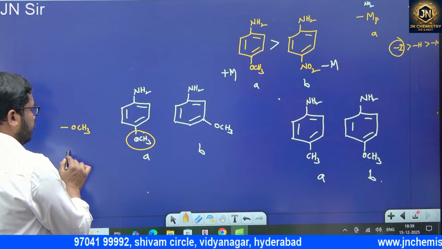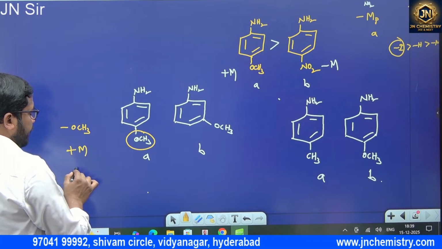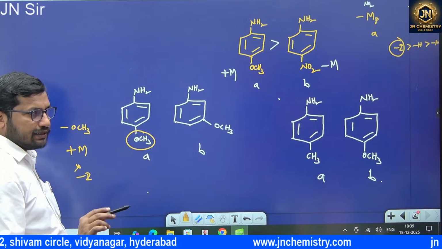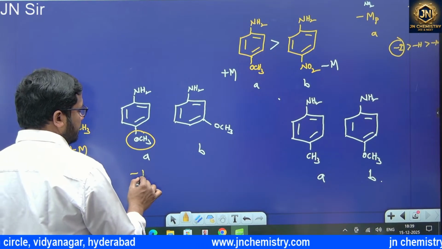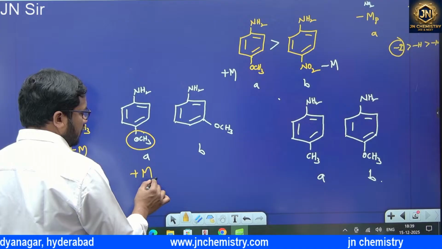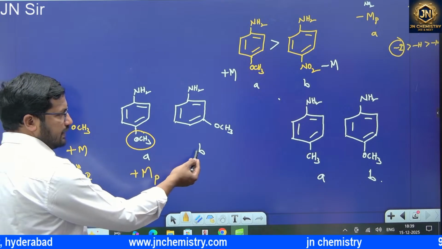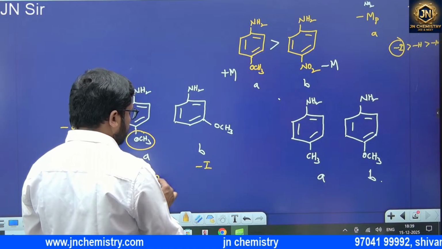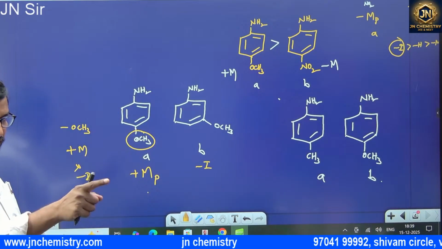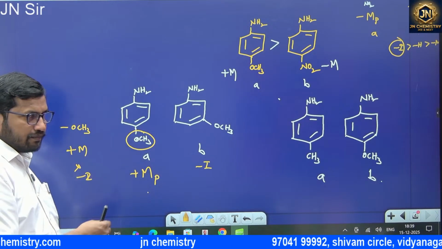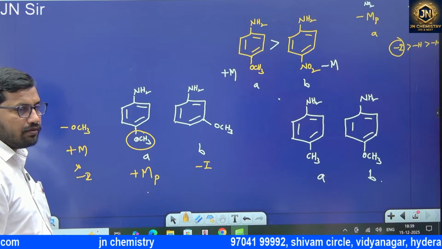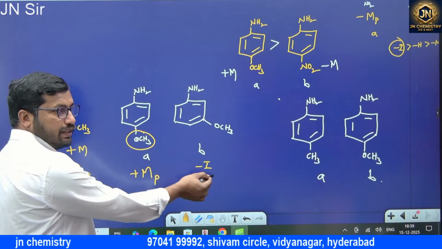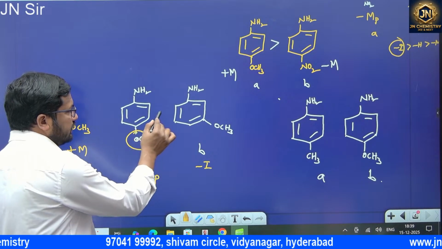Minus M, plus M, and minus I. This is ortho and para positions. Minus M is existing, right? So this is plus M at para. So plus M at meta is equal to 0, so that's why here is minus I nature. Plus M and minus I. And go back and see that plus M is more powerful, right? Plus M is more than minus I. Donating nature, right?